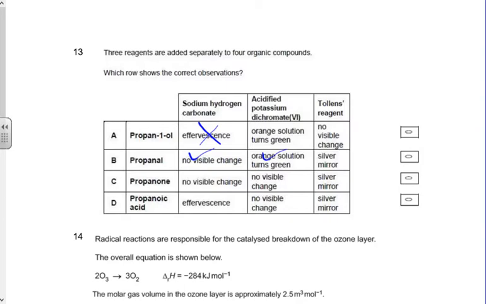And will an aldehyde react with Hallam's reagent? Of course it will. It will produce a silver mirror. So we know that B is the correct set of observations, and B is the correct answer for that.